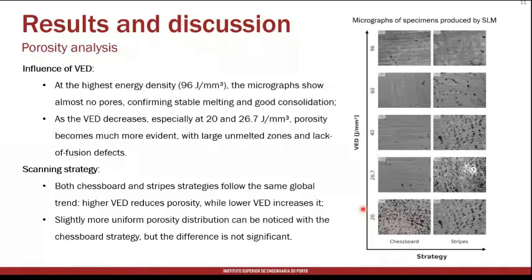By comparing the two different scanning strategies, both have a similar trend, which means that we have reduced porosity with higher VED and increasing porosity with lower VED, but we can see that we have a slightly better porosity distribution with the fastboard strategy compared to the stripe strategy.